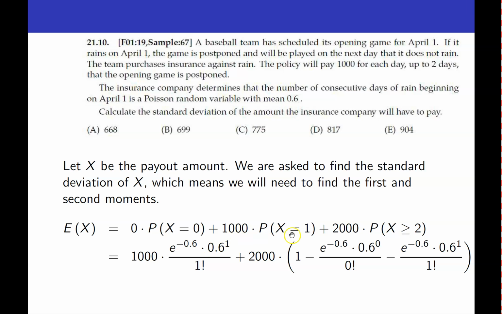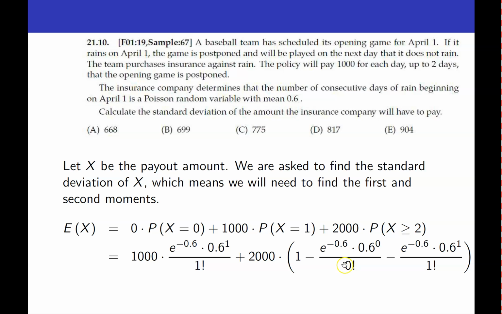Here we're just using the PMF for x equal to 1 with a lambda equal to 0.6. So this is the probability that one day is rained out. Over here, we wanted to calculate 2 or more. Well, it's a lot easier to calculate 1 or fewer than it is 2 or more, meaning calculate 0 and 1 and subtract it from 1. Calculate the probability of the complement. So that's what's going on here.